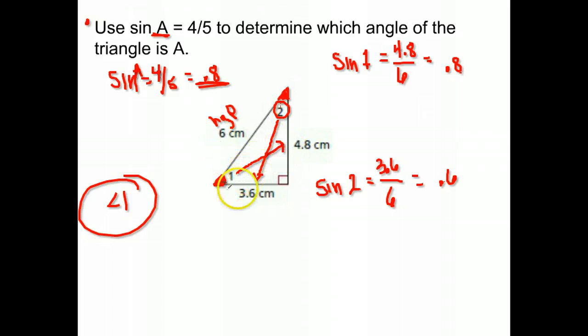Again, what I did is I used the figure to find the sine of angle 1. Then I found the decimal for this sine. It was 0.8. So A would be angle 1.